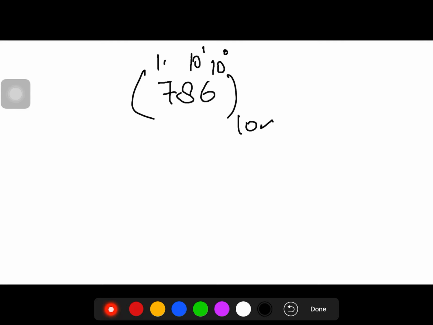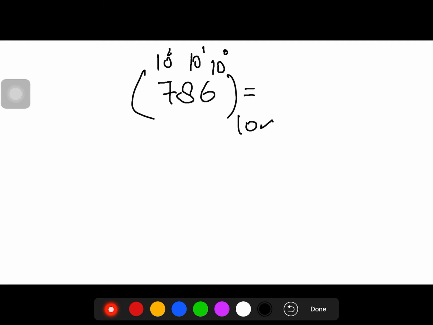Now to represent a number in decimal number system, we take an example of a number 786. Here 10 represents the base or radix, and 786 are the digits in the number, where 6 is at unit place, 8 is at tens place, and 7 is at hundredth place.